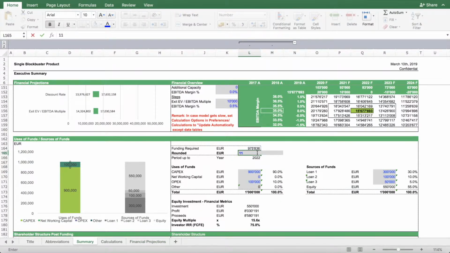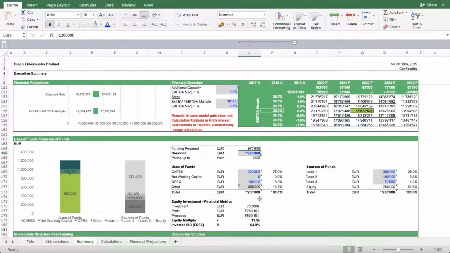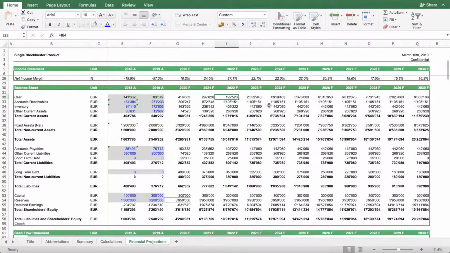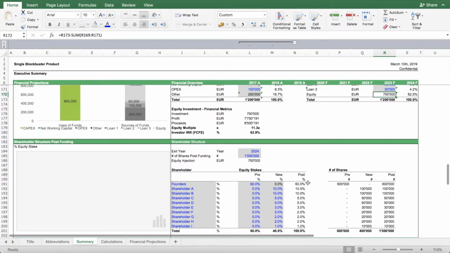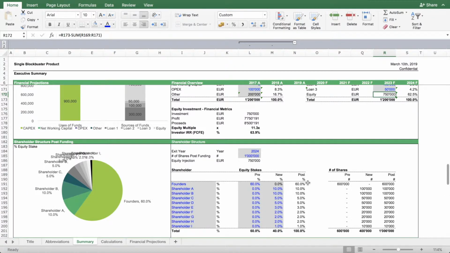So let's say we just raise 200k more just to be comfortable. Then you see we have a bit more buffer in our business plan. But this also means that we will have to organize a bit more equity funding, and we also need to check if we get this equity funding from investors, what will be their situation. So let's have a look at this.